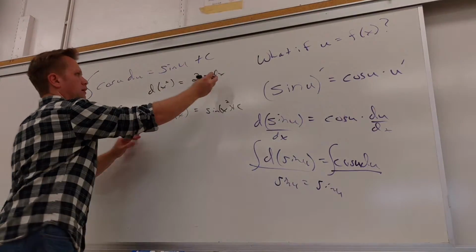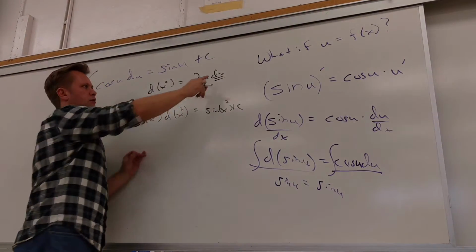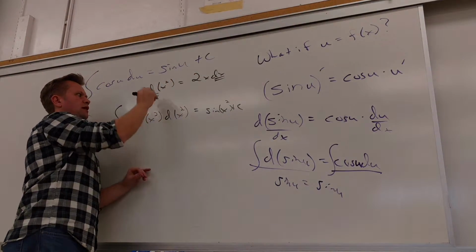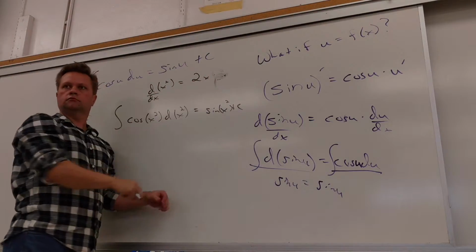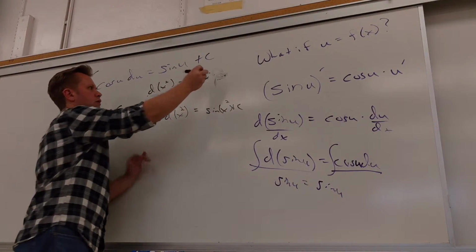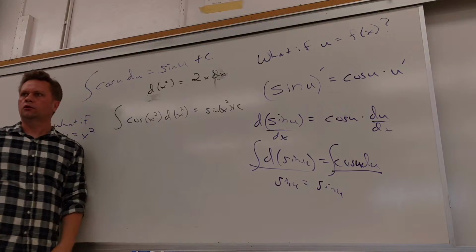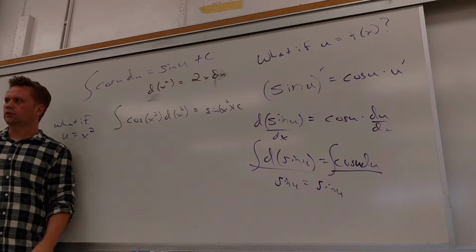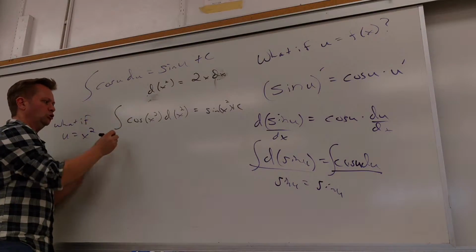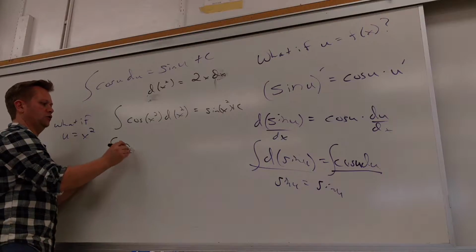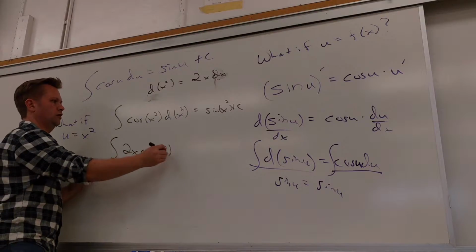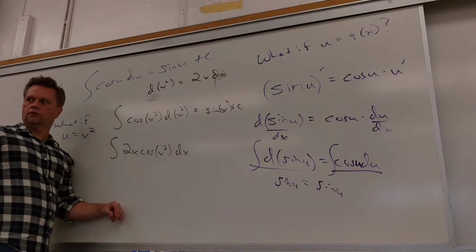We were talking about differentials. Because how would I normally write this? d by dx of x squared is 2x, right? So that must mean d of x squared is 2x dx. No big deal. We've done that before. So this would have actually looked like 2x cosine x squared dx.